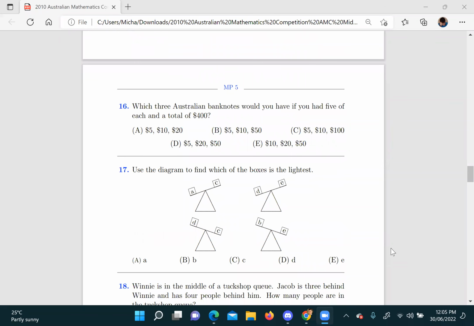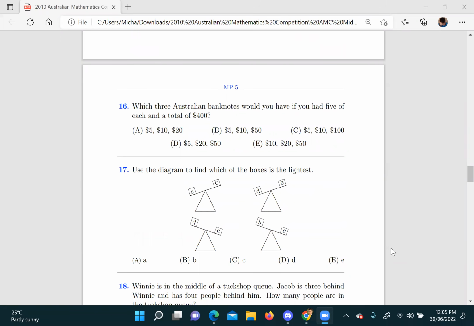Okay, 16. Which tree? It's E. Because all the other ones have a 5, and 5 times 5 is 25, which is not a 0. Okay, so which 3 Australian banknotes would you have if you had 5 of each and a total of $400? Oh yeah, 25 is not a bank thing.